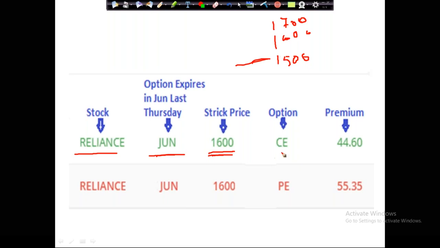After that, it is showing CE, which means call option, and after that it shows a premium, the actual option value. Here you can see the stock price is 1600, but this option price is only 44. Have you seen it? That is called the premium. Now the put option is shown as PE only. Put option, that's it. All right.